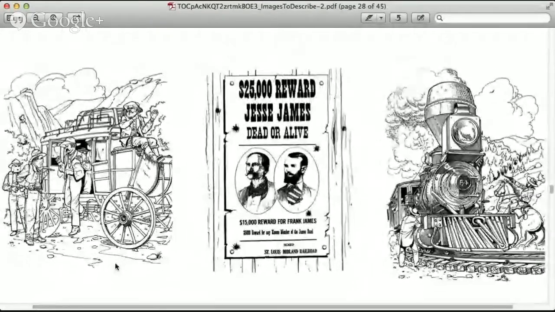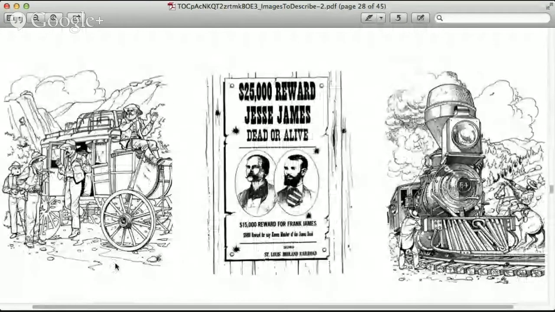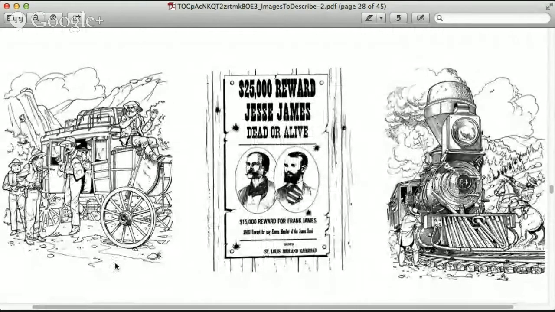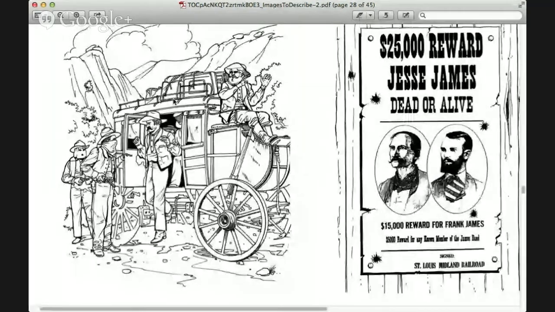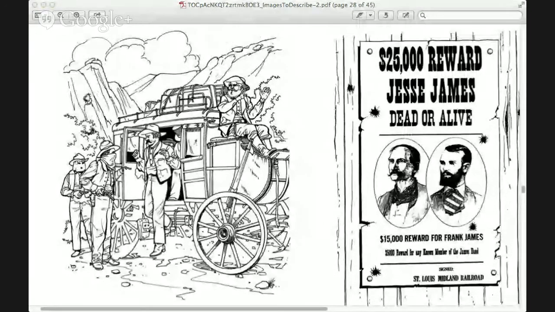So we have some new pictures here. Now we're talking about outlaws in the Wild West. So take a look and tell me, what do you see? I'm seeing three guys talking at a fair. These guys are getting out of the carriage.